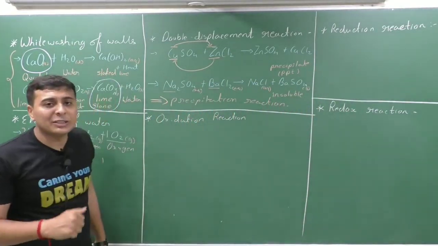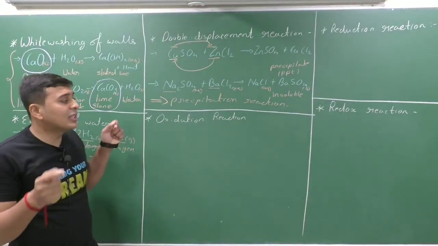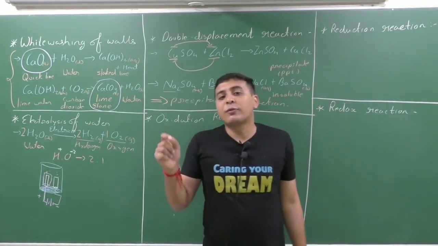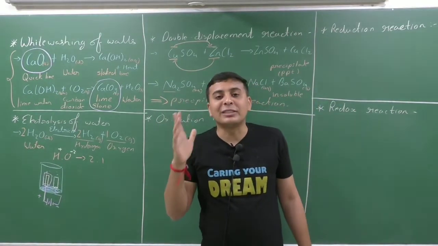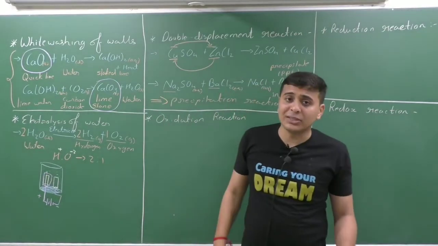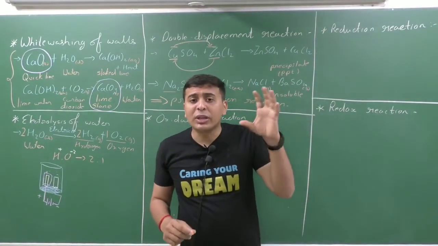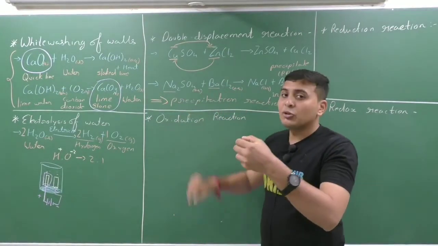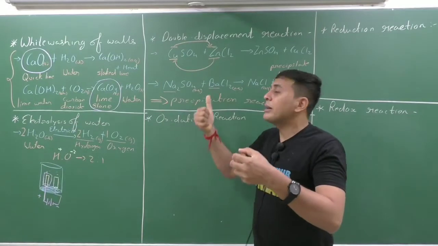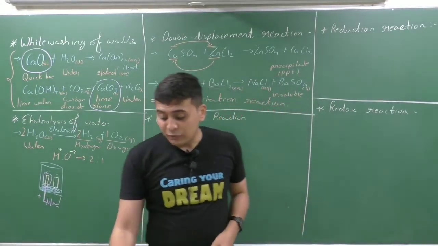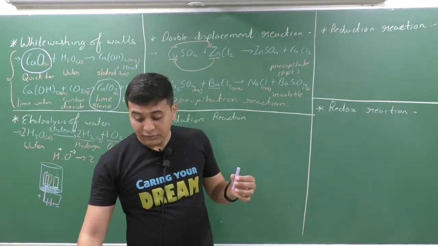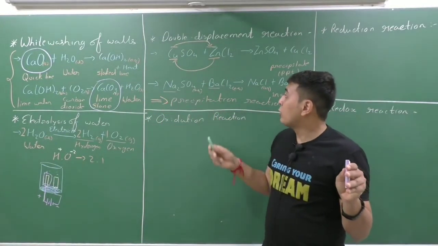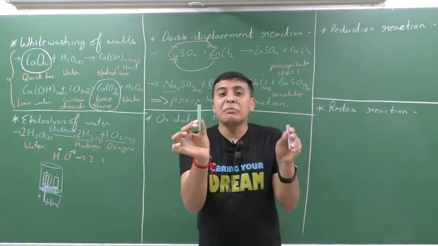So you can say, what is a precipitation reaction? A precipitation reaction is a reaction in which one of the compounds formed, or one of the products formed, is insoluble, that is a precipitate, and thus the reaction is known as precipitation reaction. How can we know that precipitates are formed? For example, in one test tube we have taken Na2SO4, in another test tube we have taken BaCl2.